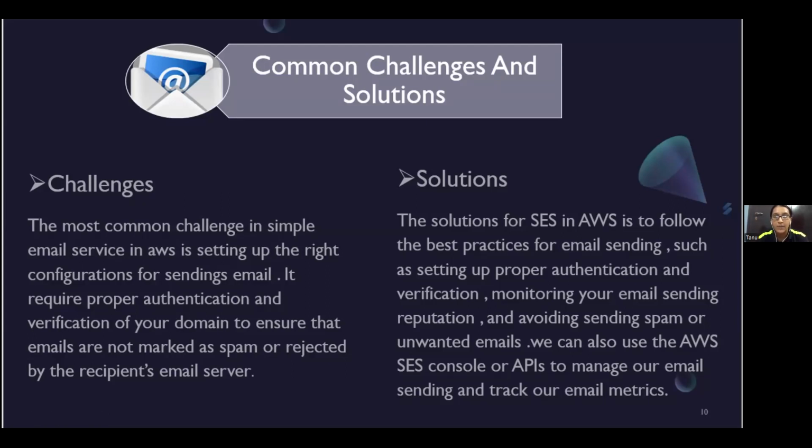So how to overcome these challenges? These are the solutions. The solution for Simple Email Service in AWS is to follow the best practices for email sending, such as setting up proper authentication and verification, monitoring your email sending reputation, and avoiding sending spam or unwanted emails. We can also use the AWS Simple Email Service Console or API to manage our email sending and track our email metrics. So these are the solutions to overcome the common challenges in the Amazon Simple Email Service.